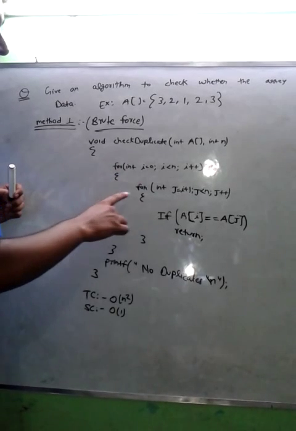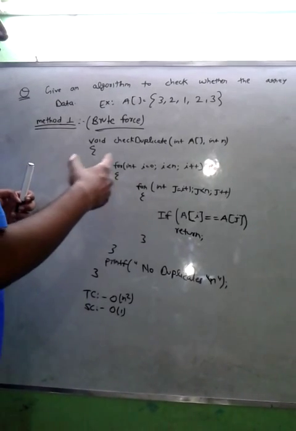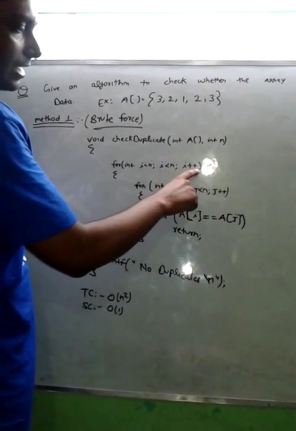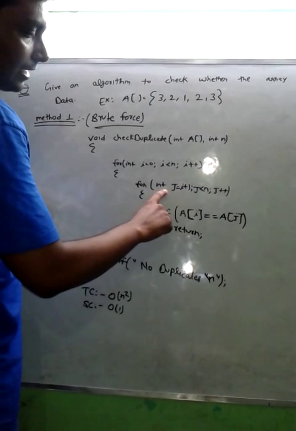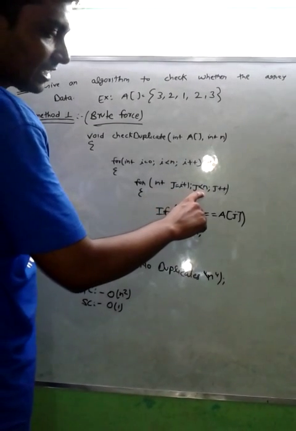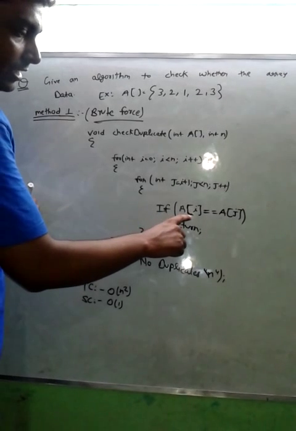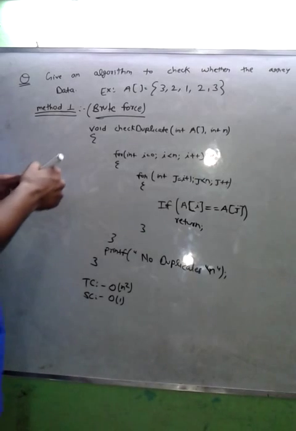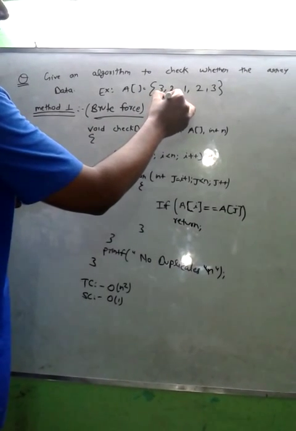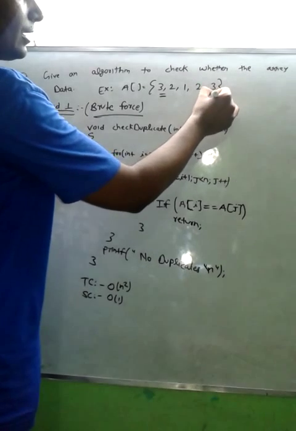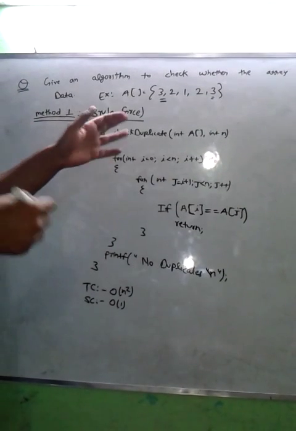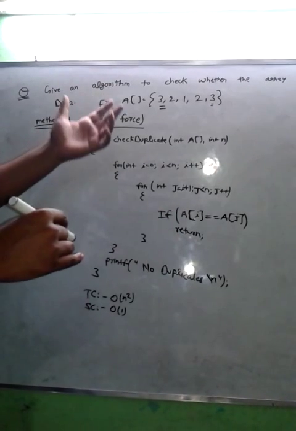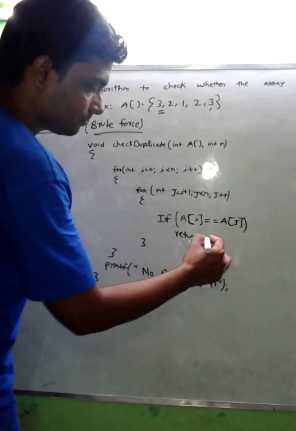We are iterating over each number by using two loops. So i equal to 0, i less than n, i plus plus. Then int j equal to i plus 1, j less than n, j plus plus. Here, if a[i] equals a[j], suppose we started from this number and find the same number here, then that element is duplicated. So we have found that element, and we will return 1 from here.